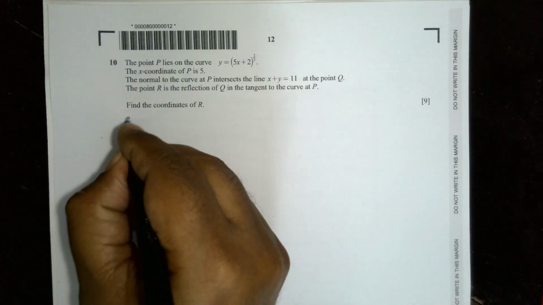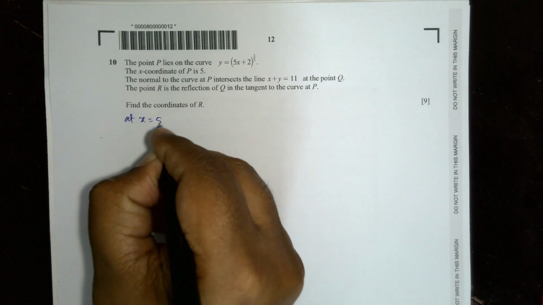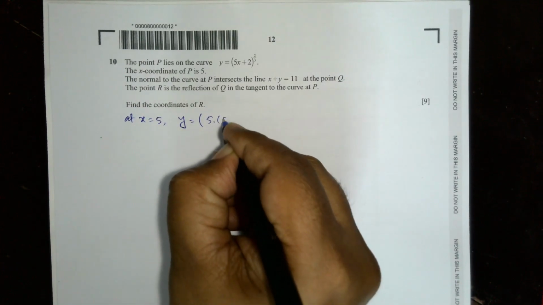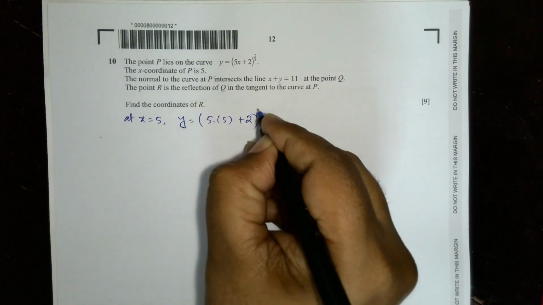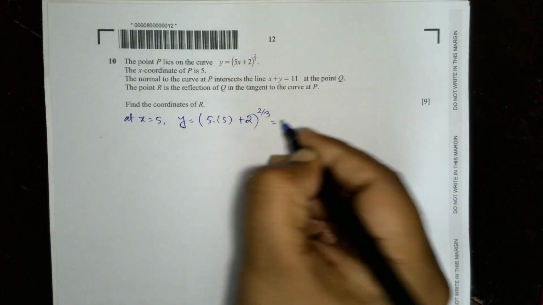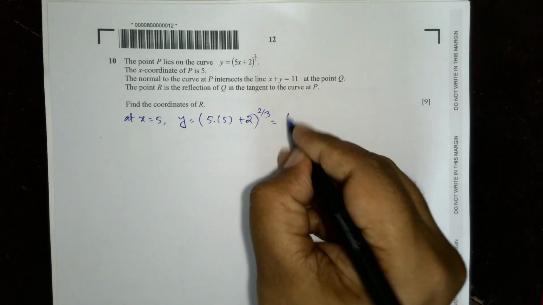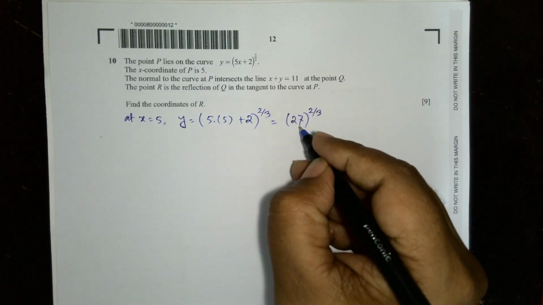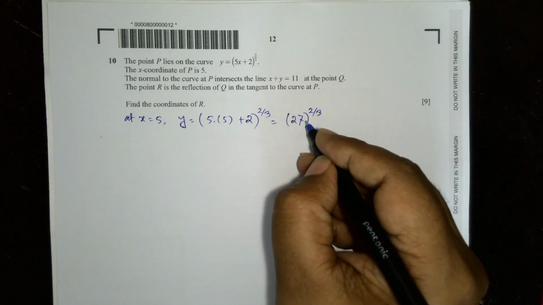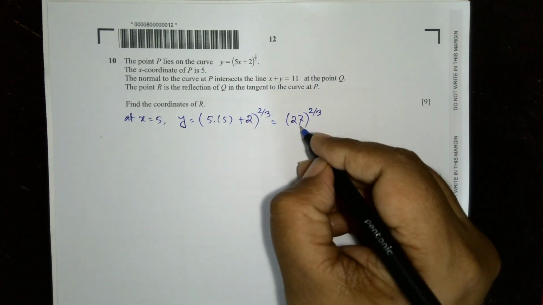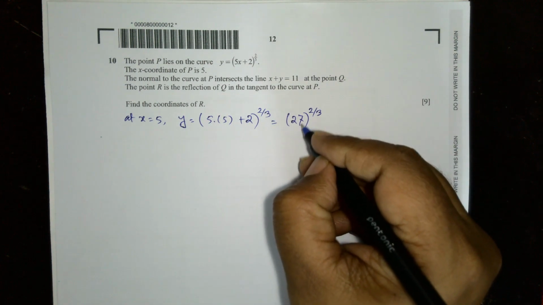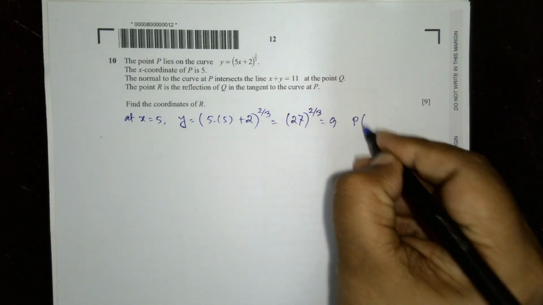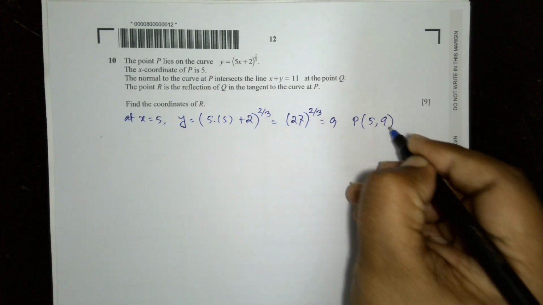So at x equals 5, our y is (5 times 5 plus 2) to the power 2 over 3. That is 25 plus 2, that means 27 to the power 2 over 3. 27 to the power 1 over 3 is basically 3, right? The cube root of 27 is 3 and the square of 3 is 9. So the coordinates of P are (5, 9).